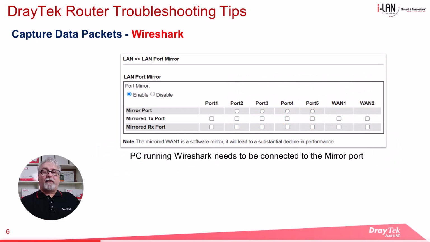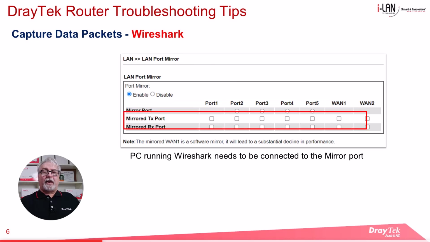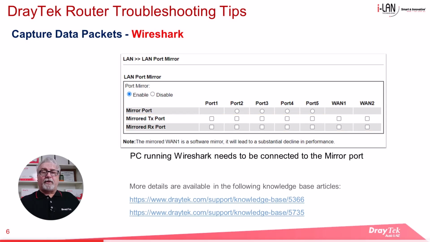To enable the port mirror function in the router, go to LAN port mirror, then select the mirror port, which will be the port that the PC running Wireshark will be connected to. Then select the LAN or WAN port that you want to capture packets from. More details are in the two knowledge base articles down the bottom here. I'll include links to them below.